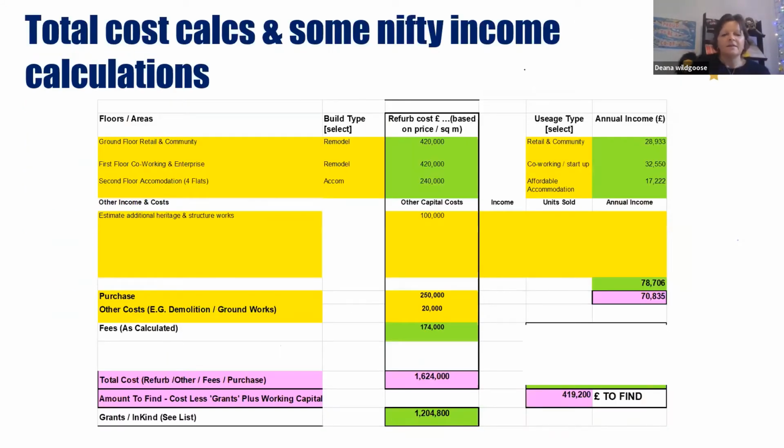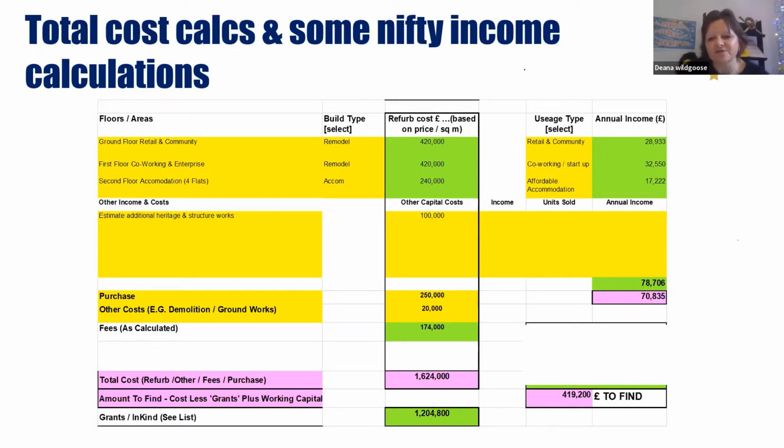What's next? Then there's the total cost calculation. So this bit of the spreadsheet, you can pick the type of building cost that is attributable to the area that you're talking about, which works out the refurb costs. You can add up any other costs, and it will give you on the bottom one there, the pink one, the total cost of the project.